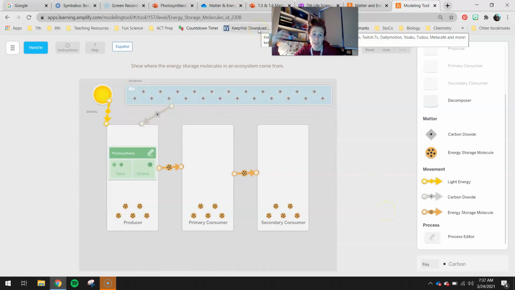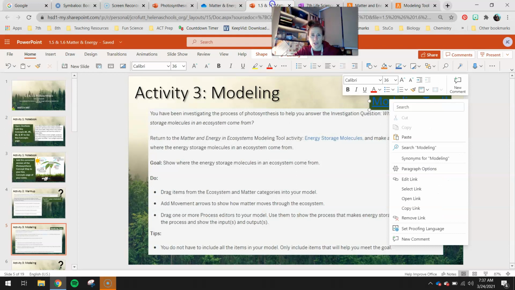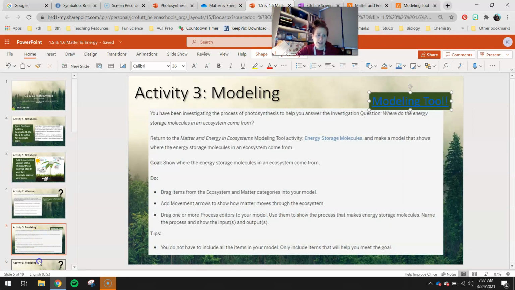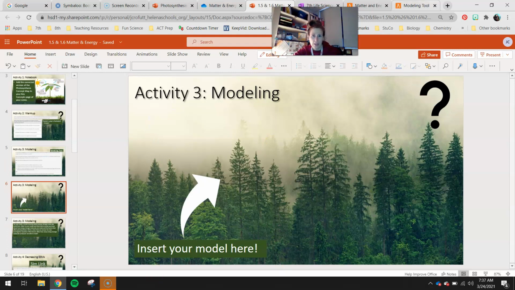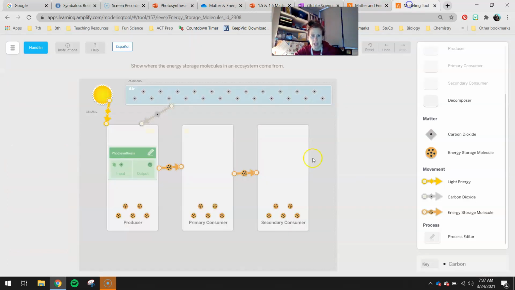All right, so you guys are gonna build this. Again, hopefully you guys just built it as you went. You paused my video as I went through it. And then you guys are going to screenshot this model into your assignment. So on slide 6, there's a spot that says, insert your model here. You guys should have this exact same model that I do, okay, because we did this together.